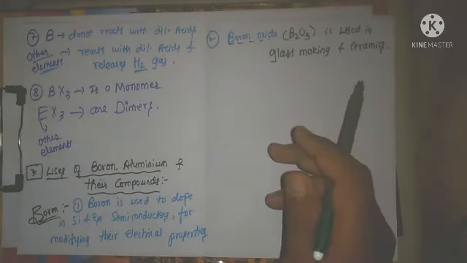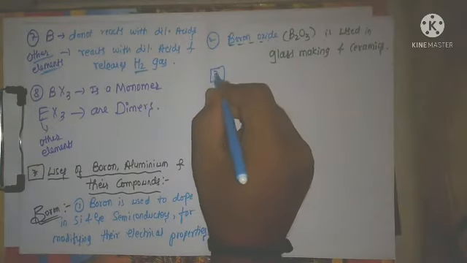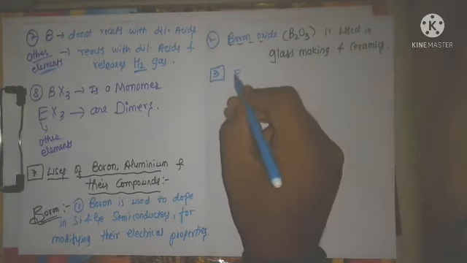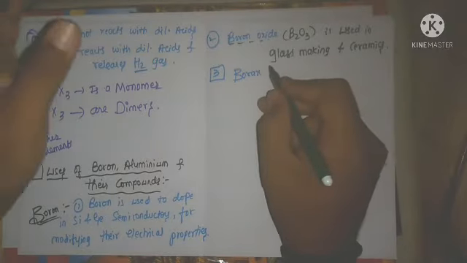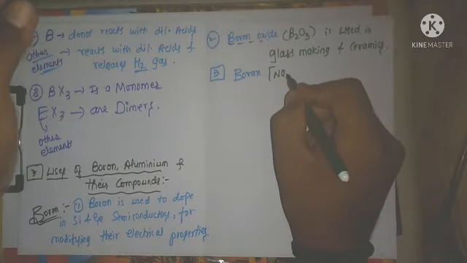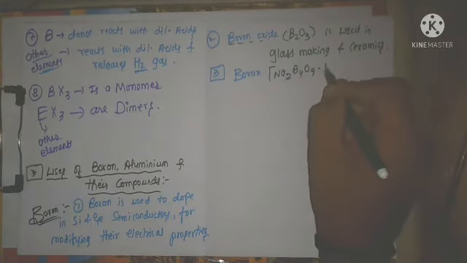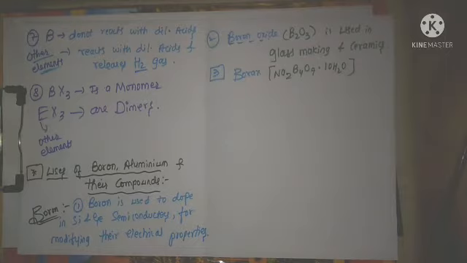Now next we will go for the third use of boron. Just check here, the third one. What is this one? It is borax. Already we know borax. What is the formula of borax? Na2B4O7·10H2O. This is called borax.